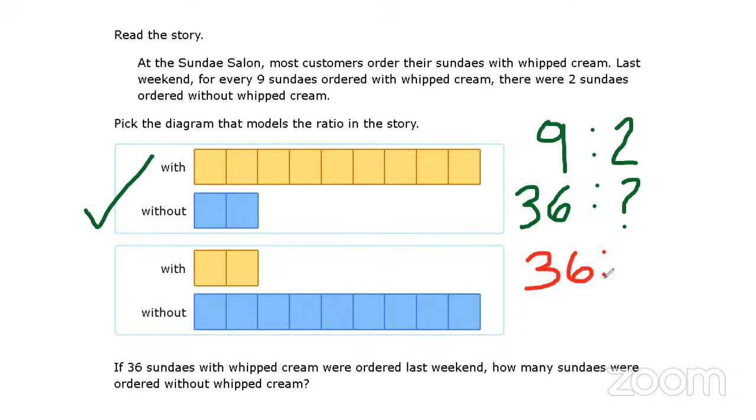Need to see that relationship in the chat. Let me see the relationship in the chat now. All right, 36 divided by 9 is 4, times 2, which is 8.